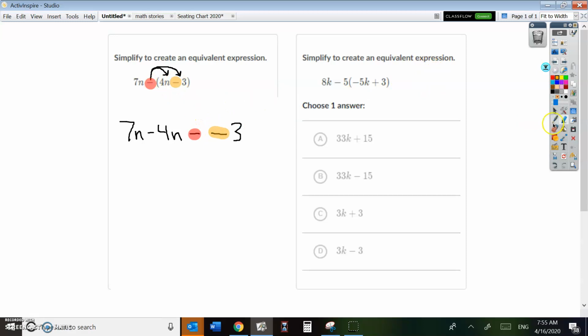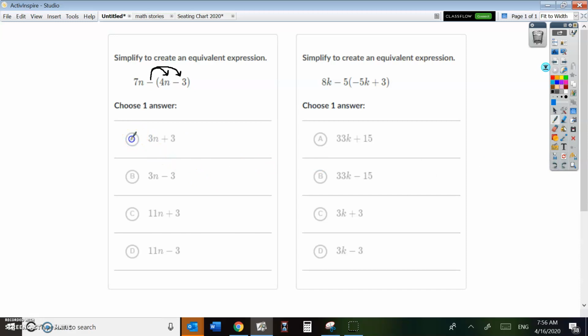But you already know that when you subtract the negative, it's like adding a positive. So that thing is going to be turning into a plus sign. So it's going to be plus 3. So 7n minus 4n is 3n. Oh, that got sloppy. I apologize. Plus 3. And now if you look at our answers, 3n plus 3, that's the one you want.